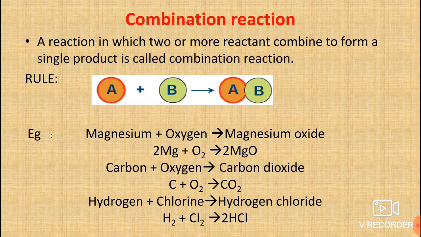The same as carbon reacts with oxygen gives carbon dioxide. Hydrogen reacts with oxygen, it gives us water. Hydrogen reacts with chlorine, it gives hydrogen chloride. So here we are getting only one product on the right hand side. Two or more reactants can combine, but at last we can get only one product. Then you can say this type of reaction is called a combination reaction.